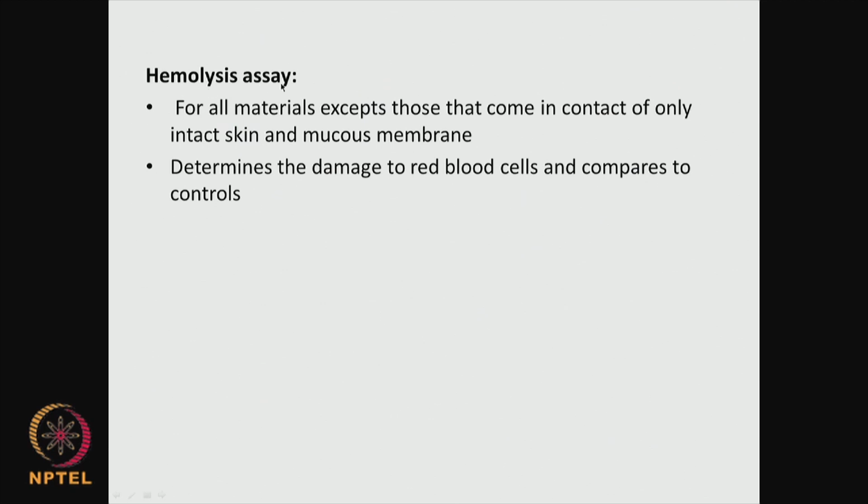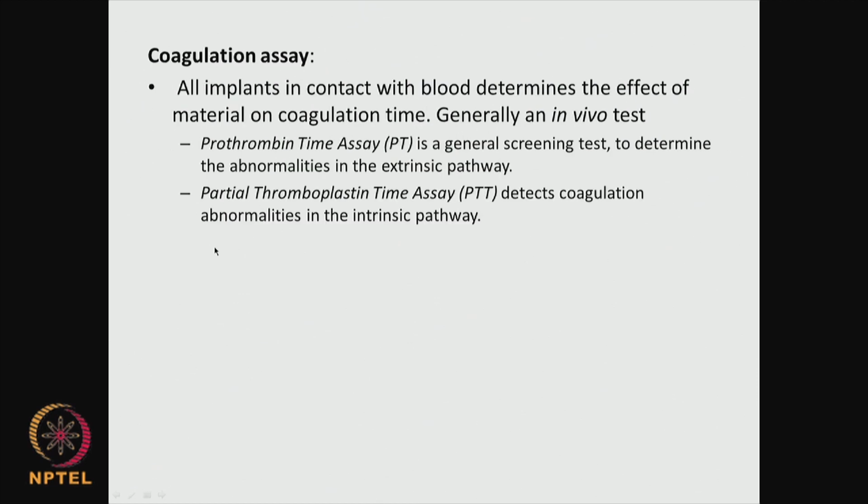So, there is a hemolysis assay for all materials except those that come in contact with only intact skin and mucous membrane. This assay tells you how much of the red blood cells are damaged with respect to the control. You also have the coagulation assay, which tells you the effect of the material on the coagulation time. One is called the prothrombin time assay, the other is called the partial thromboplastin time assay. Both these assays are quantitative, so they tell you the effect of the biomaterial on the coagulation with respect to the control. Control means without the biomaterial.